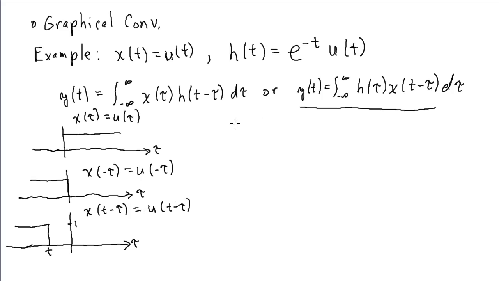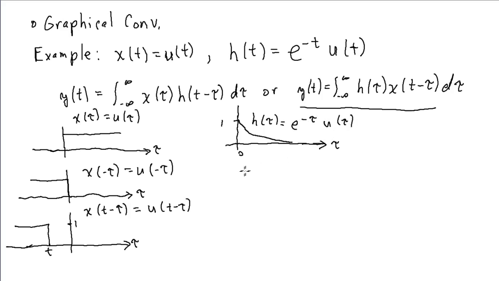Okay. h of tau is the other term in this integrand, and in this case h of tau is just going to be e to the minus tau u of tau. So that would look like this. And it's a function of tau. This is 0. It's equal to 1. So this is a sketch of h of tau. And in this particular case, I just substitute tau for t. I get e to the minus tau u of tau.